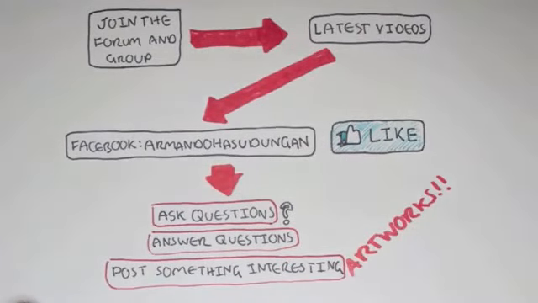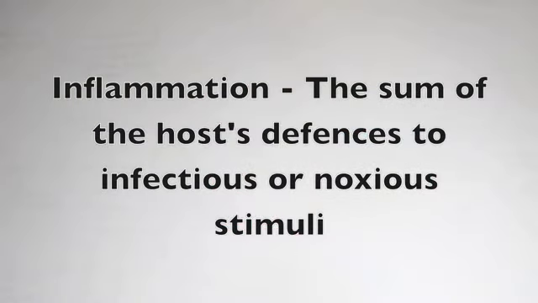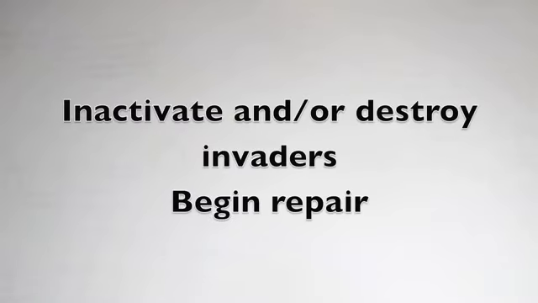In this video, we're going to look at inflammation, as well as the inflammatory response. So what is inflammation? Well, inflammation is the sum of the host's defenses to infectious or noxious stimuli. One of the major aims of inflammation is to bring defense cells, immune cells, to the area of concern, as well as to inactivate or destroy any invaders, pathogens, and to also begin repair in that area.